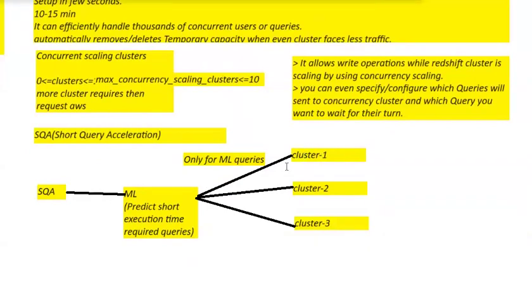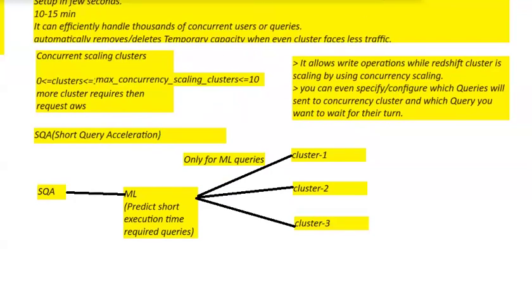So you can say you have avoided one problem: the short-running queries waiting for the long-running execution queries. You avoided the problem of waiting for these short execution queries by using this SQA, short query acceleration. So this will be used for that.